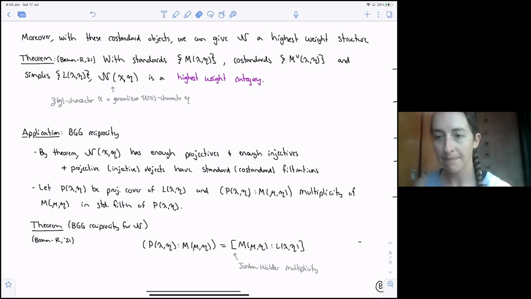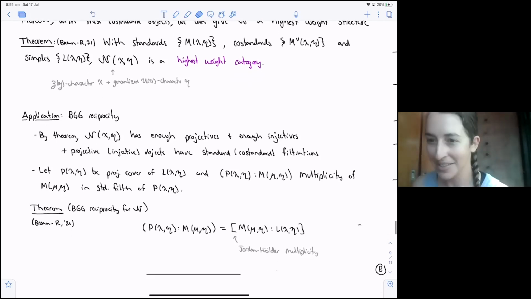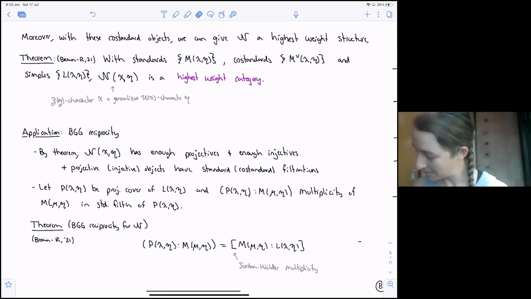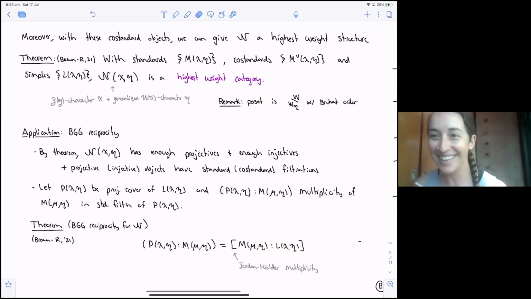Any questions on the spin? I have until 9, right? Which is the order in between the reciprocity? You mean here? Oh, sorry, the poset order. Great question. I even had it, let's see, there.